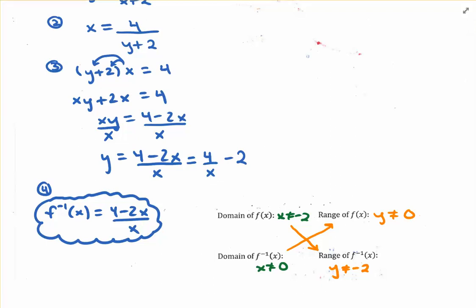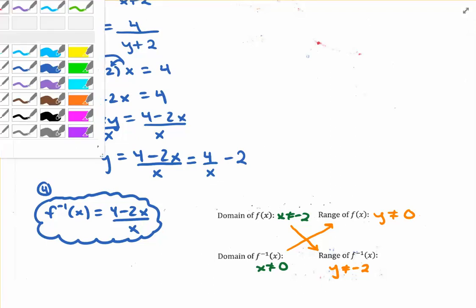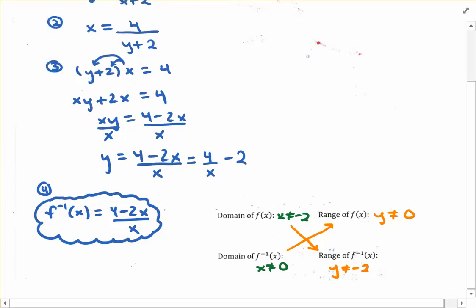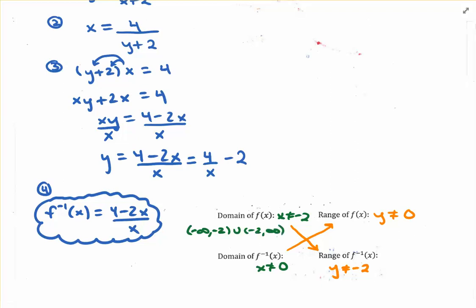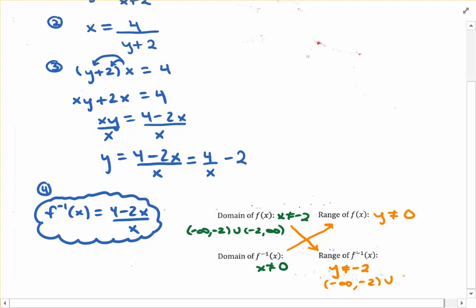All I'm going to do next is simply whip up the interval notation. To say that x cannot equal negative 2 means the following interval notation. Parentheses, negative infinity, comma, negative 2, union, negative 2, comma, infinity. Now, of course, that's what the interval notation is going to look like for the range of the inverse function. Negative infinity, comma, negative 2, parentheses, union, parentheses, negative 2, comma, infinity.